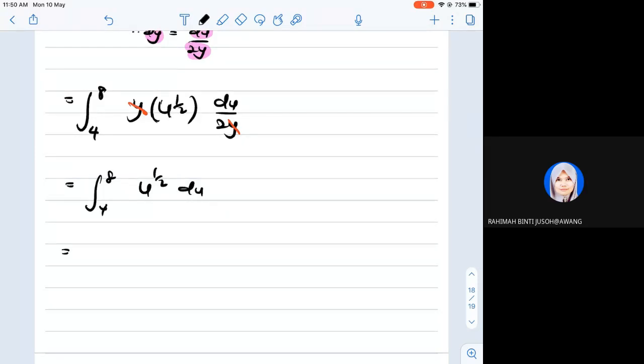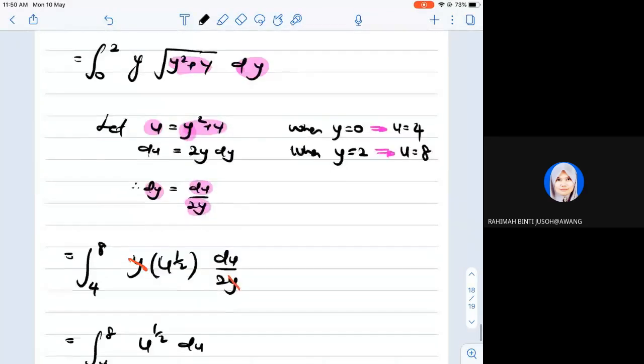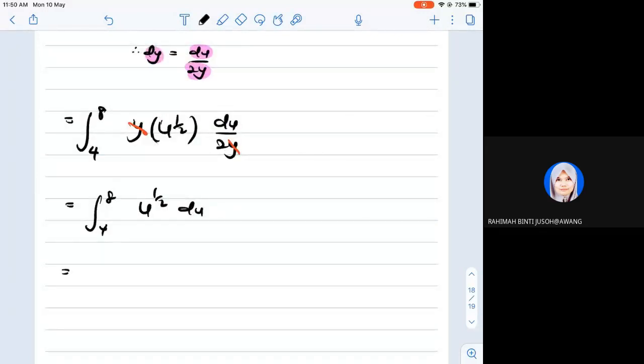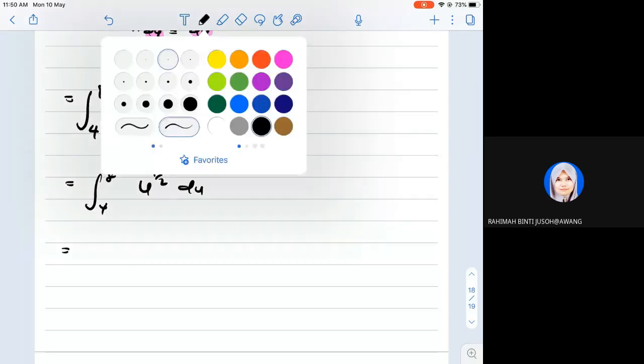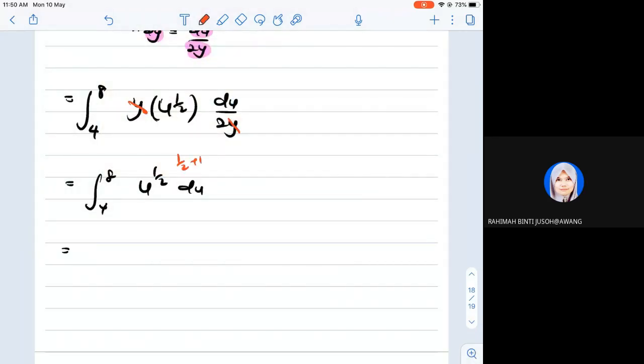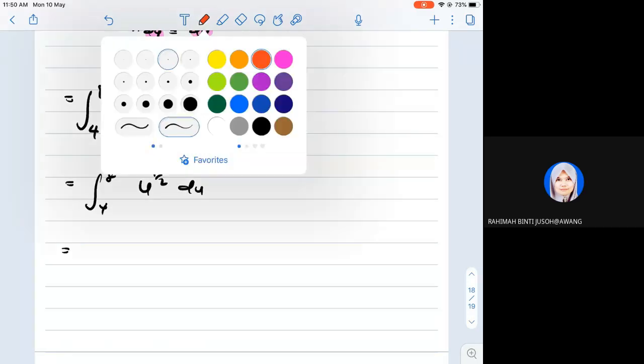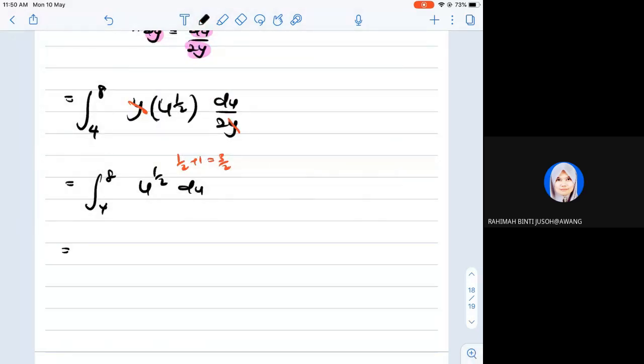So sama juga tadi 1/2. 1/2 tolak 1 dia jadi negatif kan? Betul tak guys? U to the power of 1/2 tolak 1 pula, tambah 1. 1/2 tambah 1 sama dengan 3/2. Gitu. So kita ada u to the power of 3/2 over 3/2, isn't it? Macam tu. So gantikan 8 dengan 4 lah.